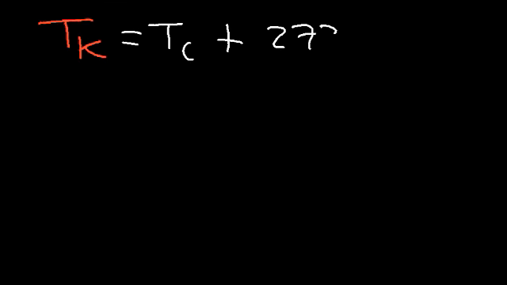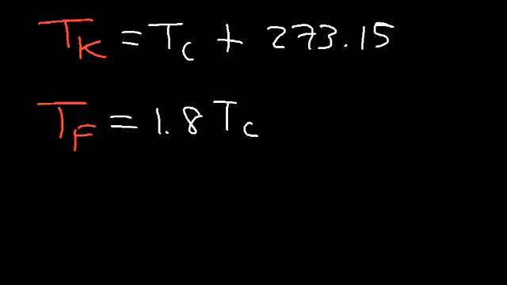By the way, some basic formulas that you need to know is the Kelvin temperature equation. Kelvin temperature is equal to the Celsius temperature plus 273.15. But typically, if you just add 273, you should be fine. And the Fahrenheit temperature is 1.8 times the Celsius temperature plus 32. You may need to know that.